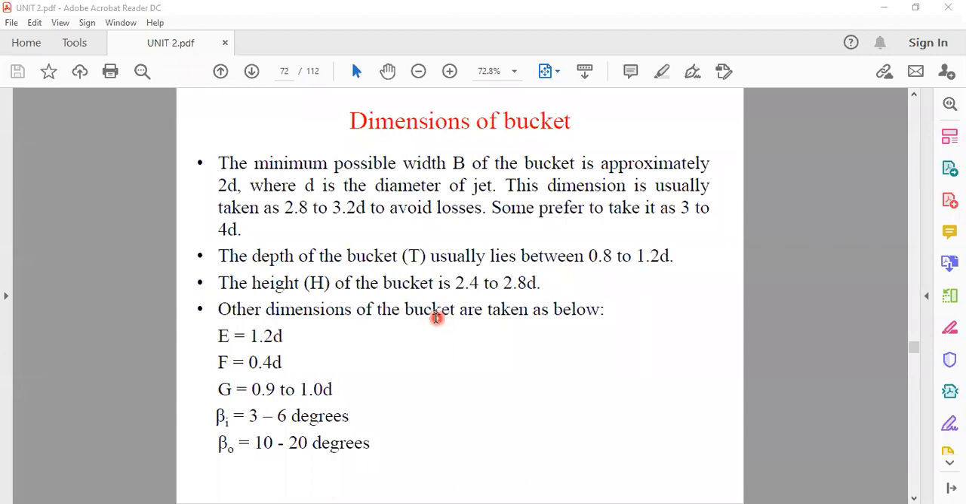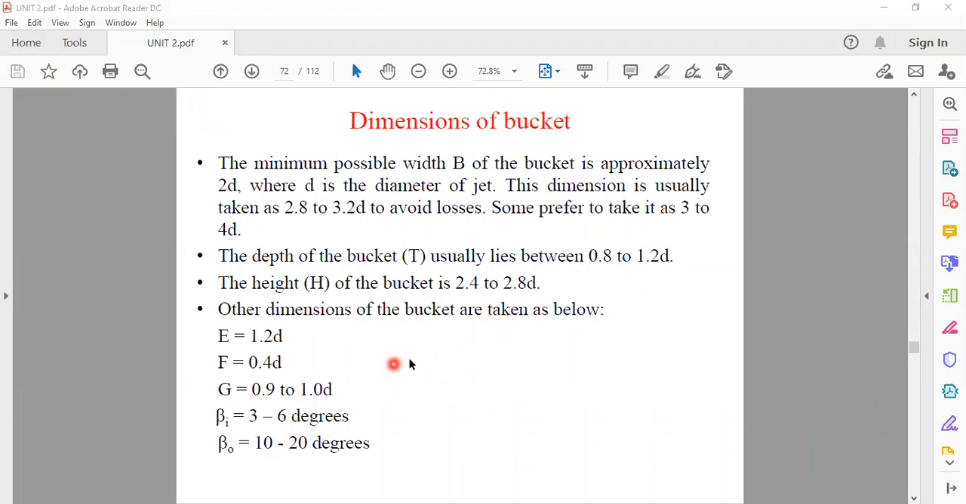So see here, dimensions of buckets: the minimum possible width B of the bucket is approximately 2d, where d is the diameter of the jet. This dimension is usually taken as 2.8 to 3.2d to avoid losses. Some prefer to take it as 3 to 4d. The depth of the bucket T usually lies between 0.8 to 1.2d. The height H of the bucket is 2.4 to 2.8d.